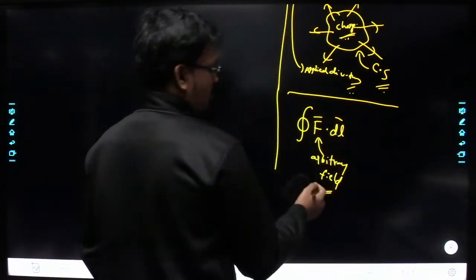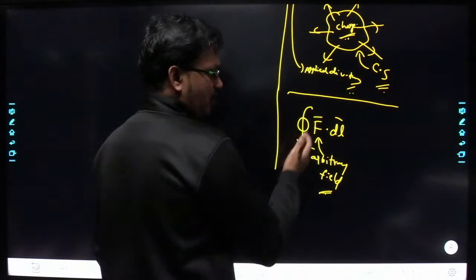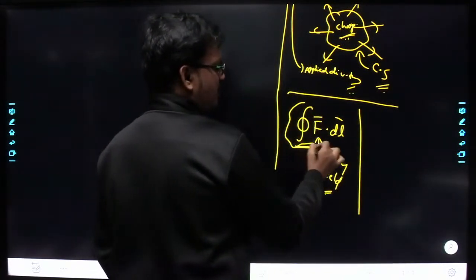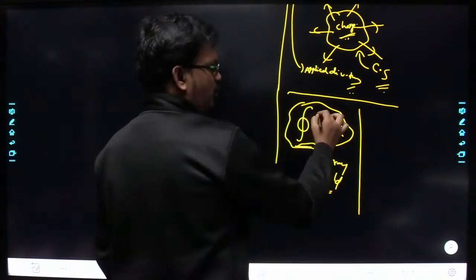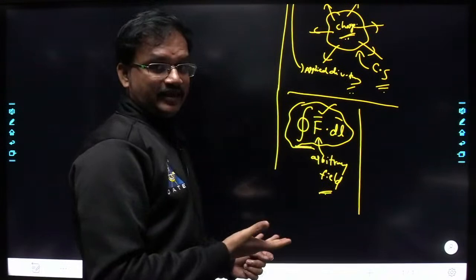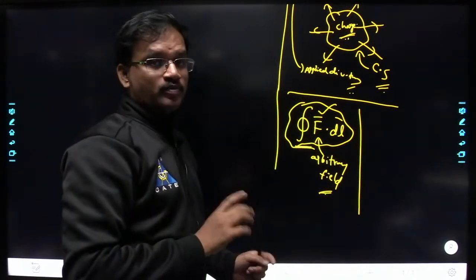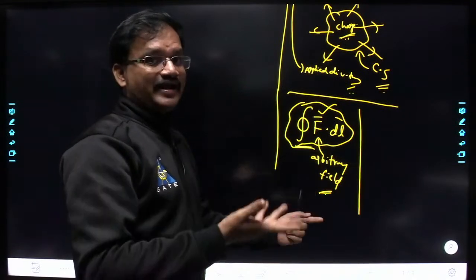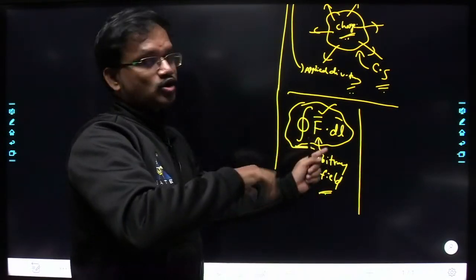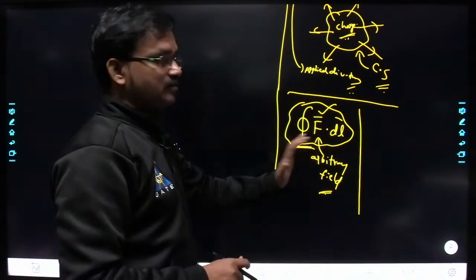So this is how you have to represent the circulation of the vector field around any closed loop. Understood? So what you are determining here is how much of the given vector field is circulating around the closed loop, how much of the given vector field is aligned along the given closed loop. Understood? That's what you are measuring.